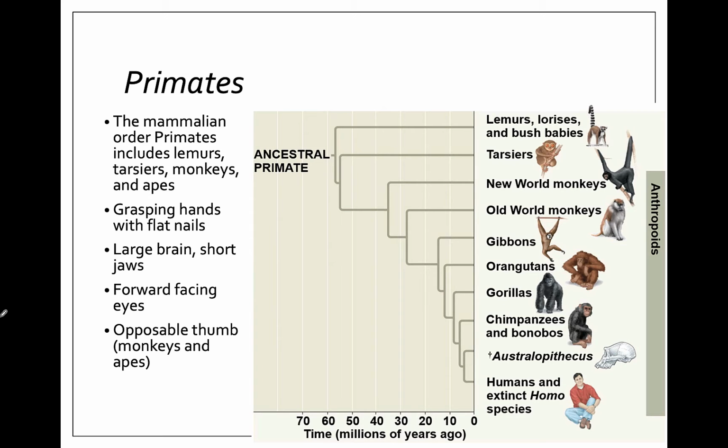So the last group we're going to look at here is the primates. Primates originally evolved to be arboreal, meaning they live in trees. Right, so back here, primates is going to involve lemurs, tarsiers, and the monkeys.